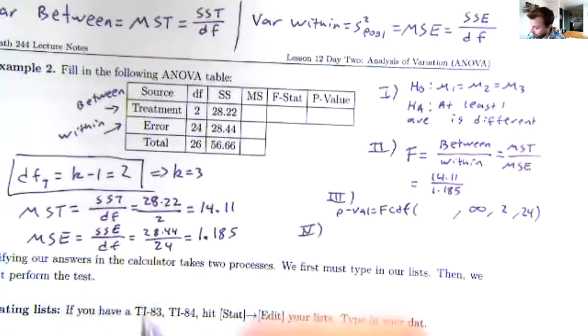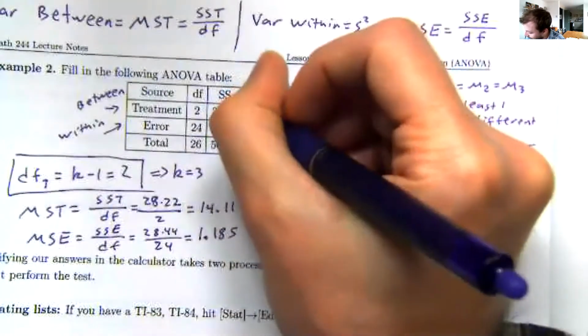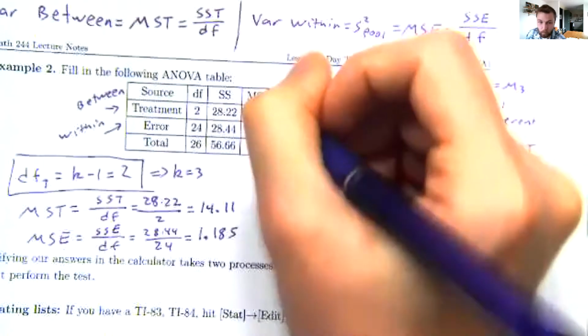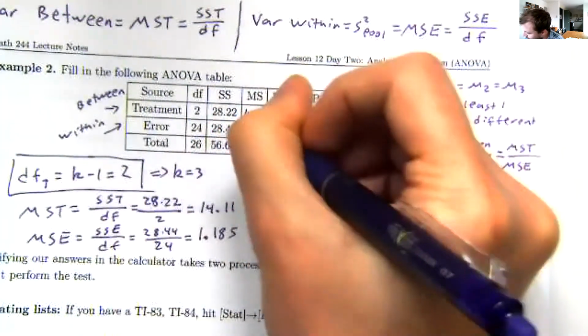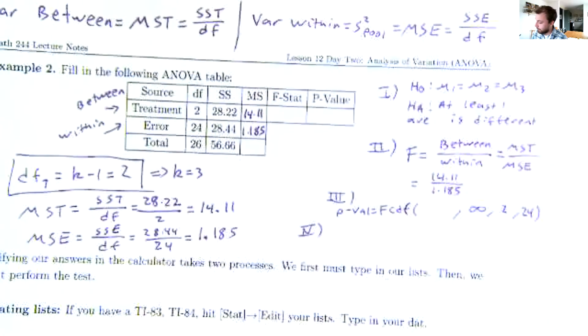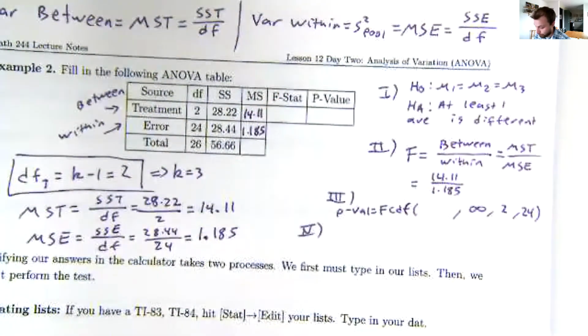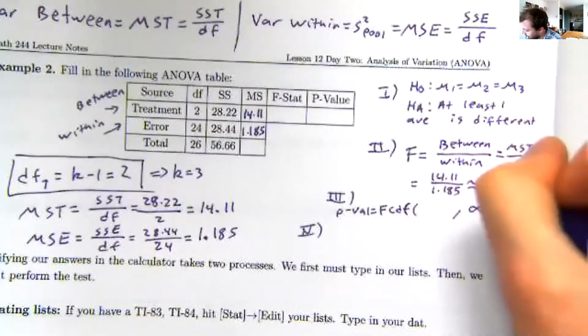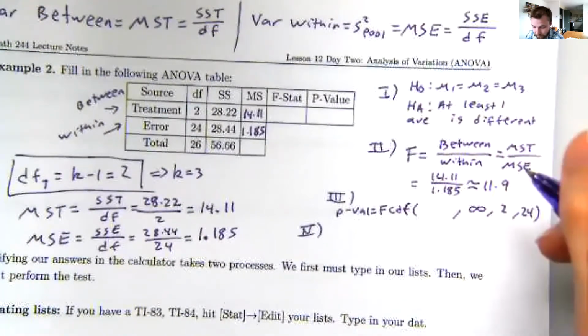So filling in my table a little bit, my MS for the first was 14.11. My MS for the second was 1.185. My F stat, or my F ratio, when I do 14.11 divided by 1.185, gives me something of about 11.91 or so.